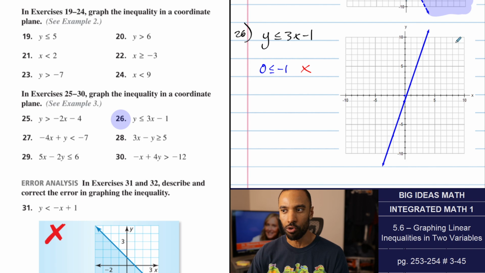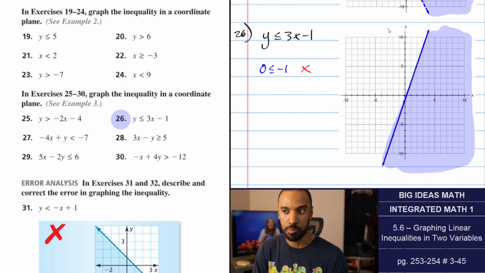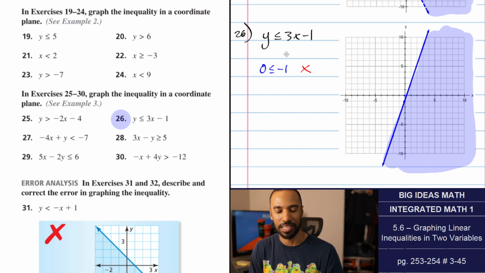Now, testing is so fast that I don't want to stop you from the idea of testing there to make things happen. That's partly why the book is also preaching it so much. But if I want to know something well beforehand, I could also look at the less than versus greater than and tell myself whether to shade above or below. Only when, and I have to keep stressing this because people are going to say, hey, wait, you said always. No, I didn't. Only when y is by itself.